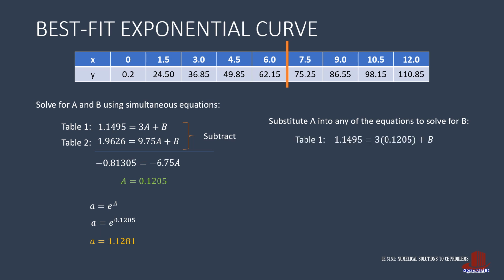We then solve for b using the first function, which is 1.1495 as equal to thrice of 0.1205 plus b. Capital B is then 0.788. But small b is then e raised to 0.788, which is simplified as 2.199. Thus, the function of the best fit exponential curve is y as equated to 1.1281 raised to x by 2.199.